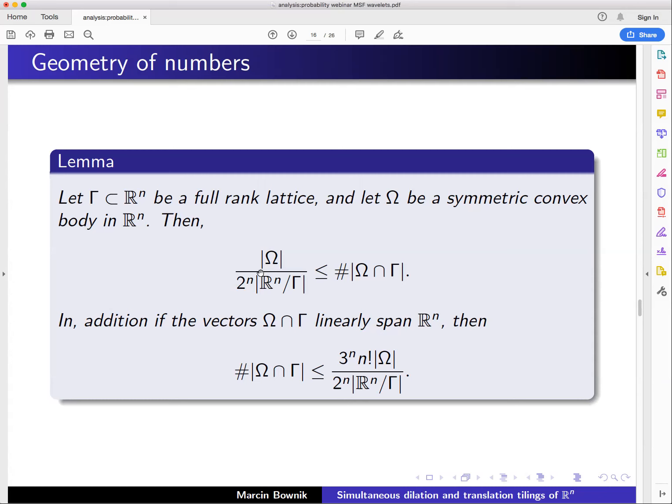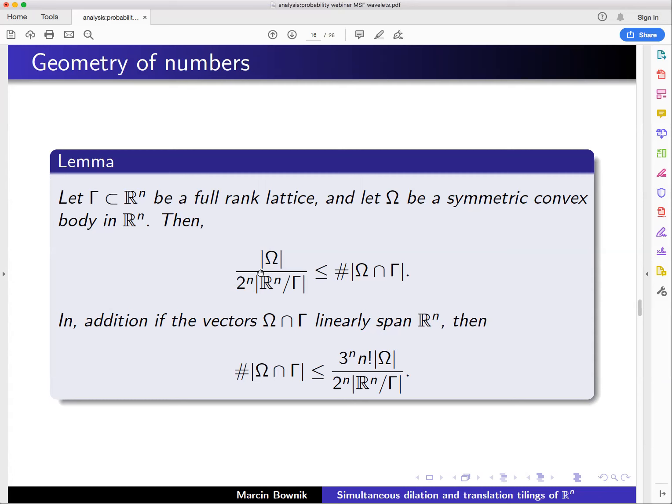The famous Gauss problem: when you have a ball of radius r, you want to know how many lattice points are in that ball of radius r. Of course, it's proportional to the volume, but what is the error term?